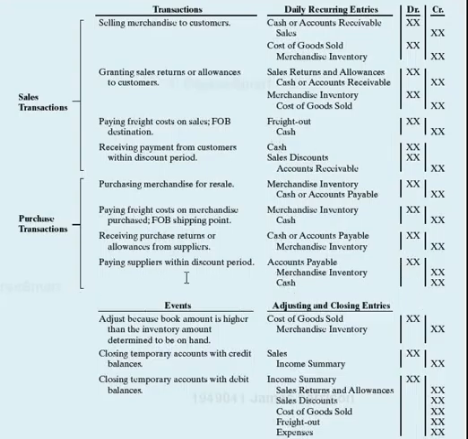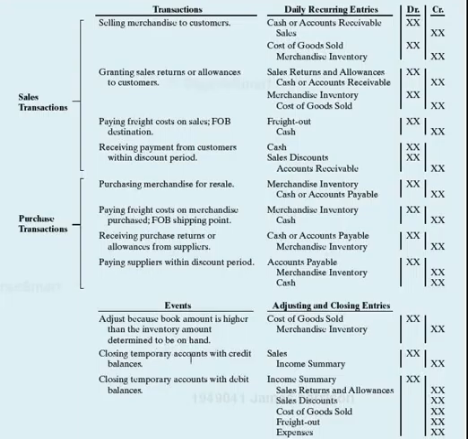And down here is basically just adjusting and closing entries. It's basically the same thing as in the previous chapters, the previous week. We adjust because the book amount is higher than the inventory amount. So that's if you take your physical inventory and you see that, hey, I have less inventory than I should have. We're going to debit cost of goods sold and credit inventory.